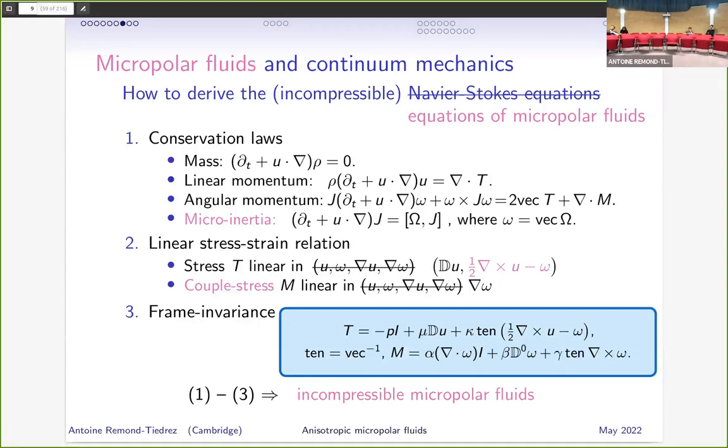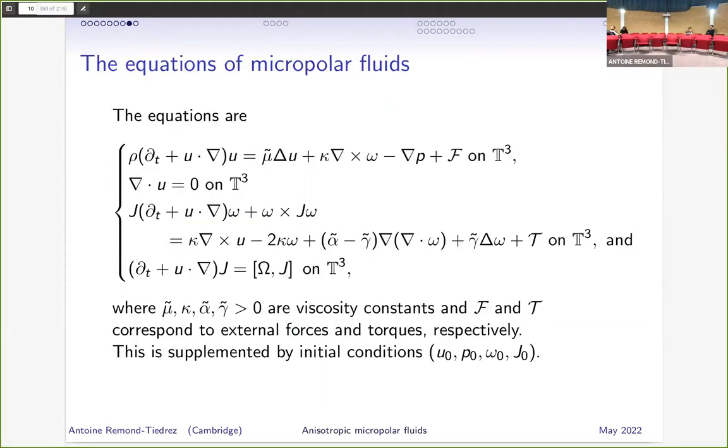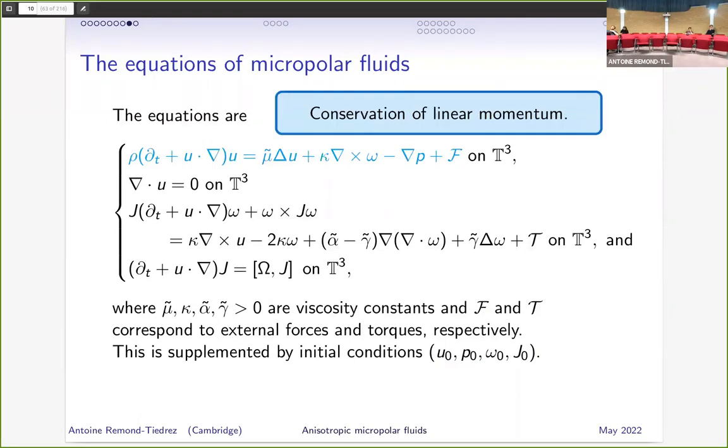All right. You put all of this together and you get a beautiful set of equations, which is the following. And this is why we spent a few slides building up to this, because that's kind of a mouthful to start the talk with. This is the case where I have some external forces and torque acting on the fluid. This is an initial value problem. And all of these things are conservation laws.